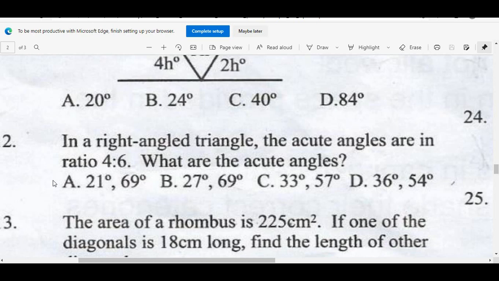What's the answer? How did you get it, Dara? Why did you say times 90? Why did you say times 90, Faithfulness?